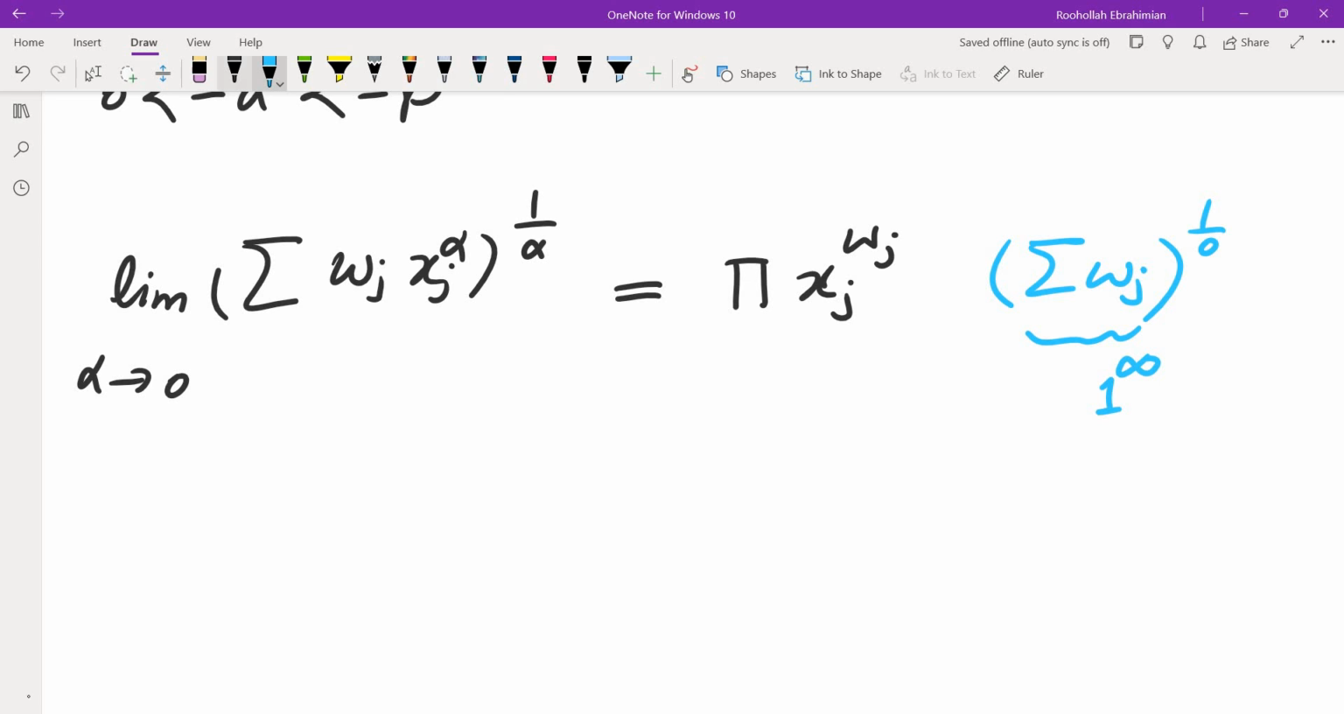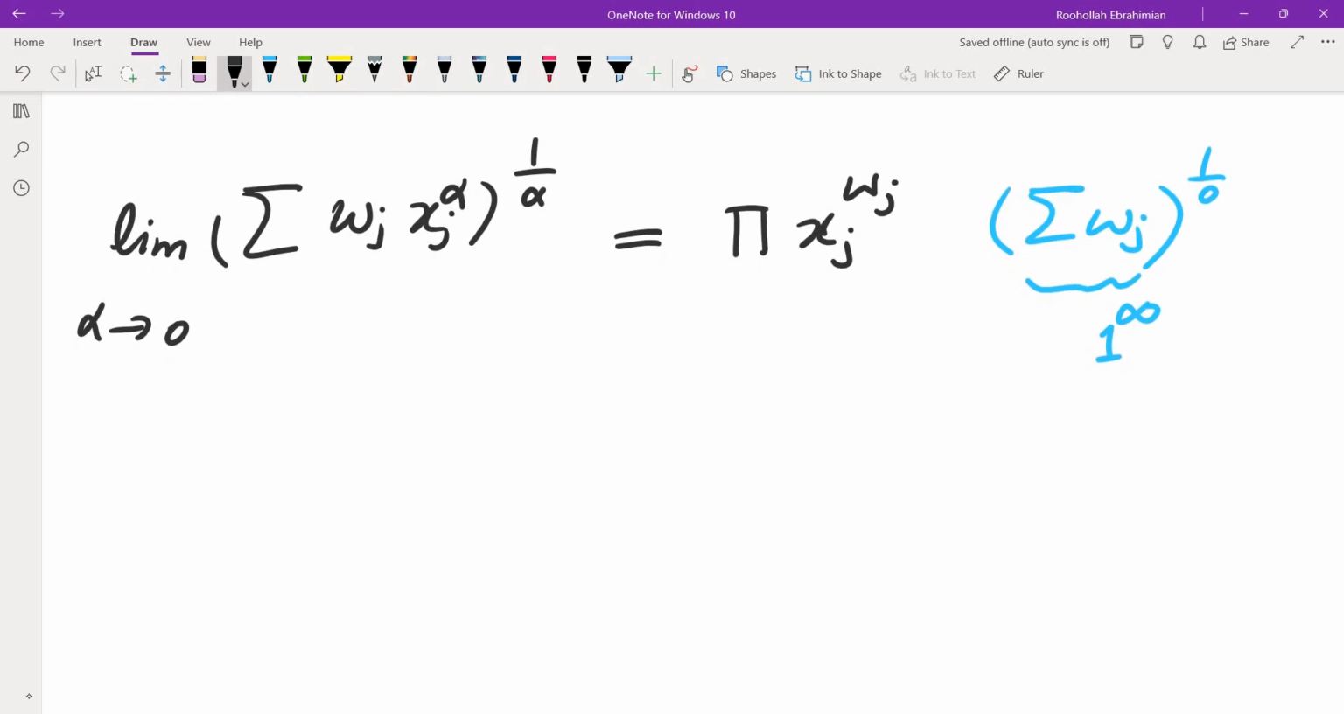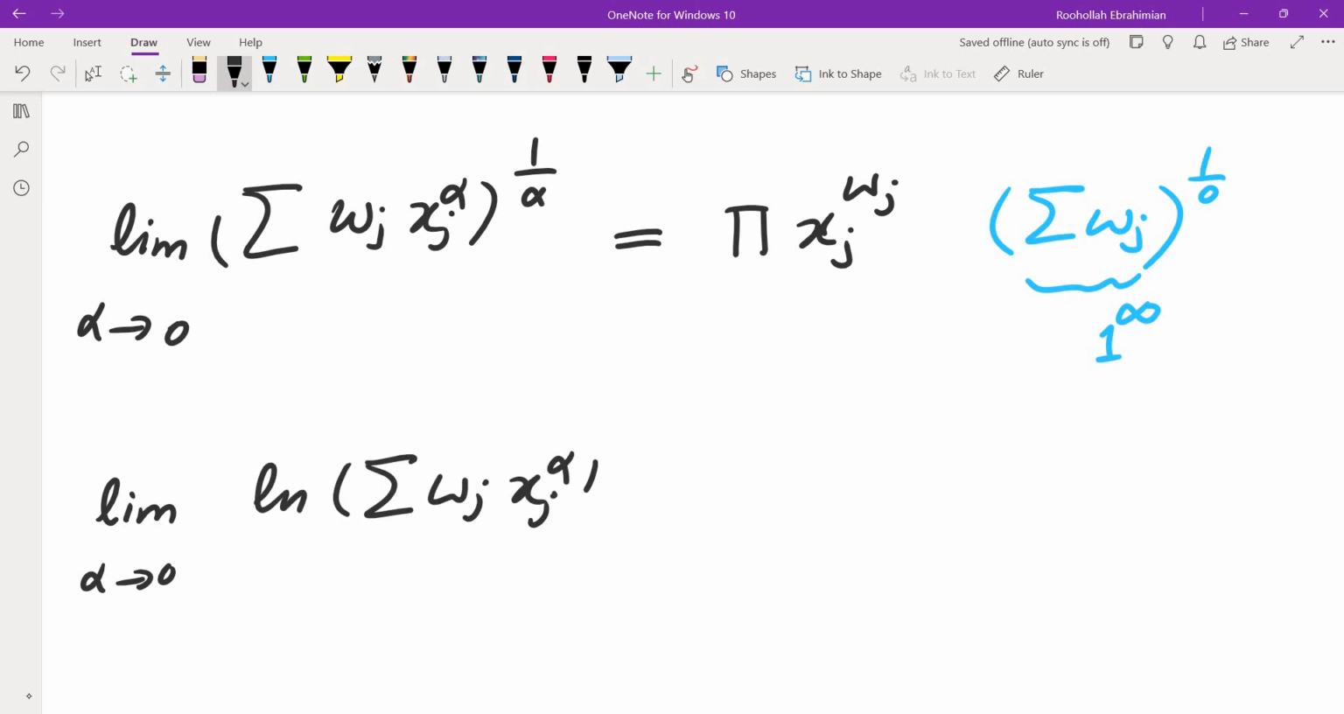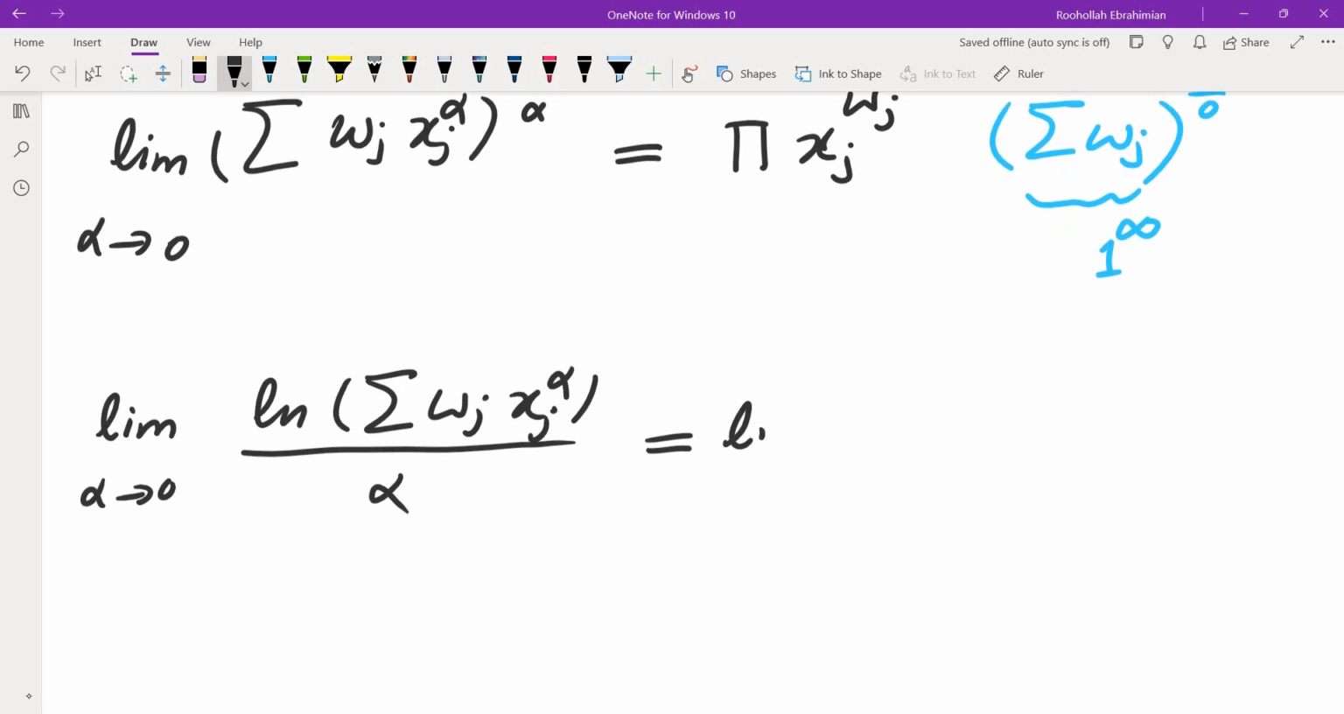That's an indeterminate form. In order to deal with that, we will have to take the natural log and then use L'Hopital's rule. So we'll do that. We'll take the limit as alpha approaches 0 of the natural log of the sum of wj xj to the power of alpha, and then divided by alpha. Now this is the natural log of 1 divided by 0 when you plug in alpha equals 0. This is now an indeterminate form of 0 over 0, so we can use L'Hopital's rule.